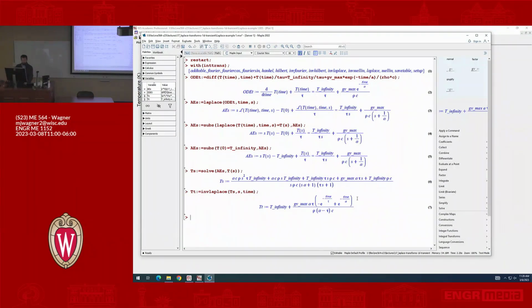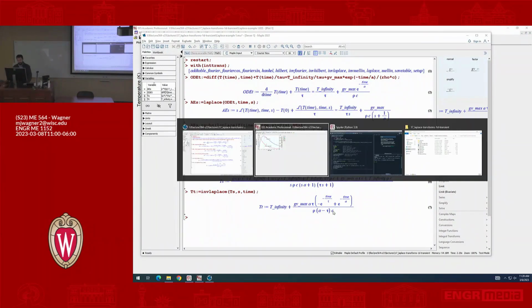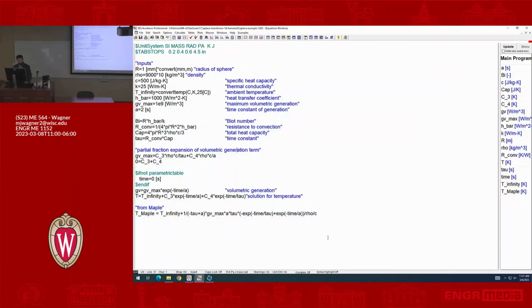We would want to convince ourselves that it is the same by plotting it in EES or in Python or whatever. But you see that there's an exponential of time over tau, an exponential of time over a, some constants that go with it, and then there's a T infinity that appears. So it looks pretty similar. Any questions on the Maple part of it? Okay. Let's look back at the EES.